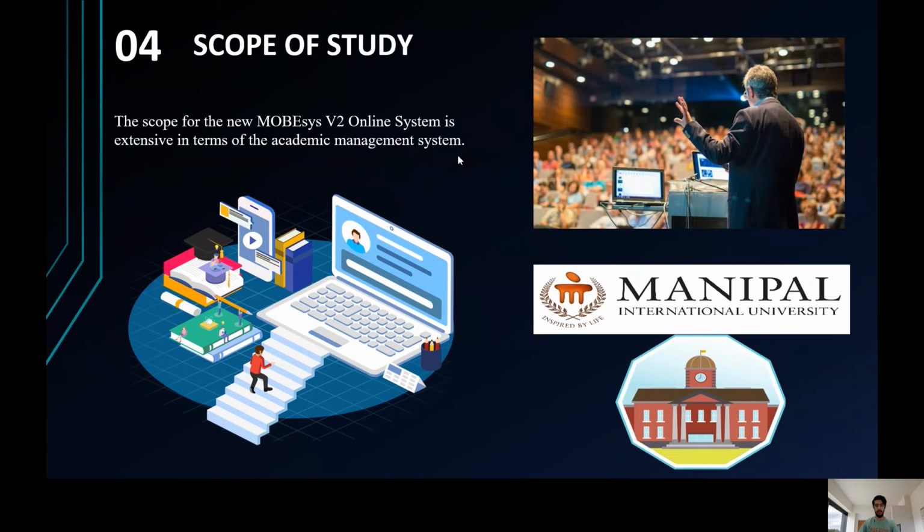As for the scope of study, the scope of the new MOBE system is extensive in terms of academic management systems. The system can be used and applied in any university that is still using a traditional OBE system. In our example, the focus of my project is Manipur International University, the university that I am studying in. Also, the system shall be online and accessible by the lecturer from anywhere, from their laptops or phones, since it is a website, so they can do that even from their comfort zone.